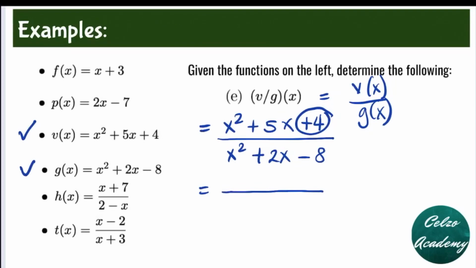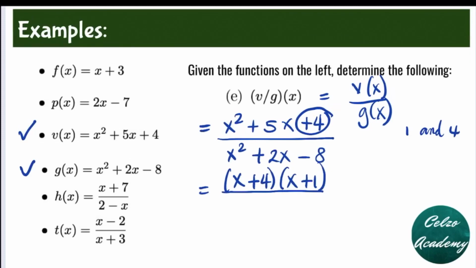For the numerator, we need to look for factors of 4 that give you a sum of 5. And these are 1 and 4 because 1 times 4 is 4 and 1 plus 4 is 5. So we can write the factors as x plus 4 and x plus 1 for our numerator.